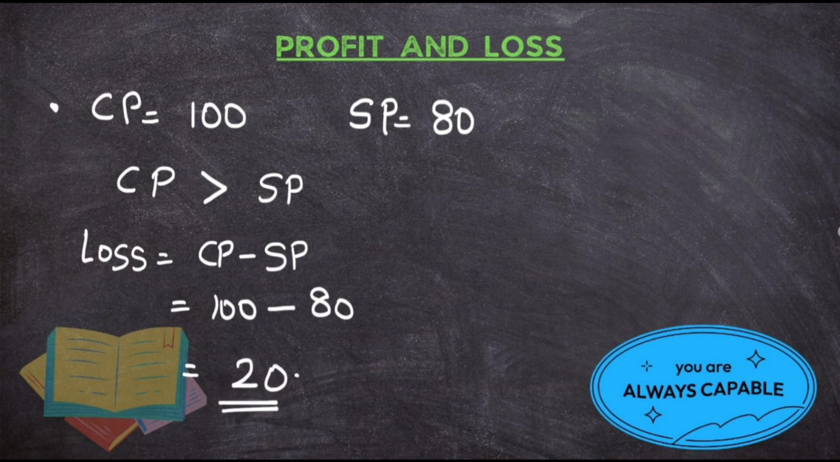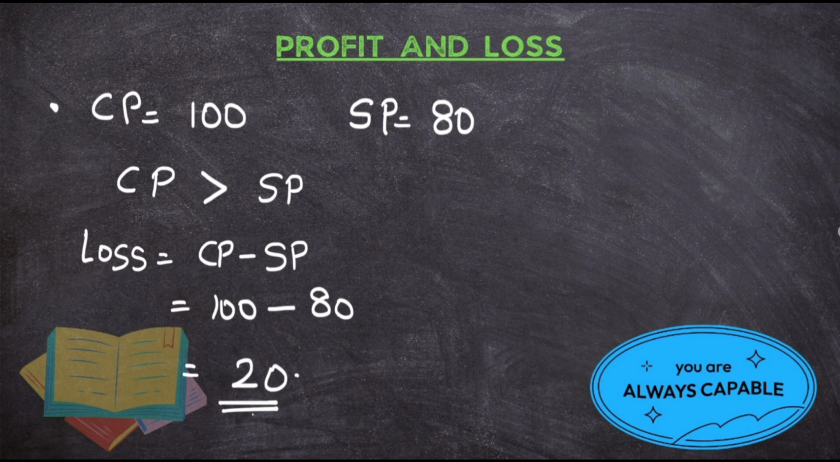So how much is the loss? 20. Whichever currency is mentioned in your question, you have to write it before this number. If it is rupees, you will write rupees 20. If it is dollars, you will write $20. If it is pounds, you will write 20 pounds, whatever it is. You just have to understand the concept right now, that's why I'm avoiding writing the currency. So this is how you find the loss.